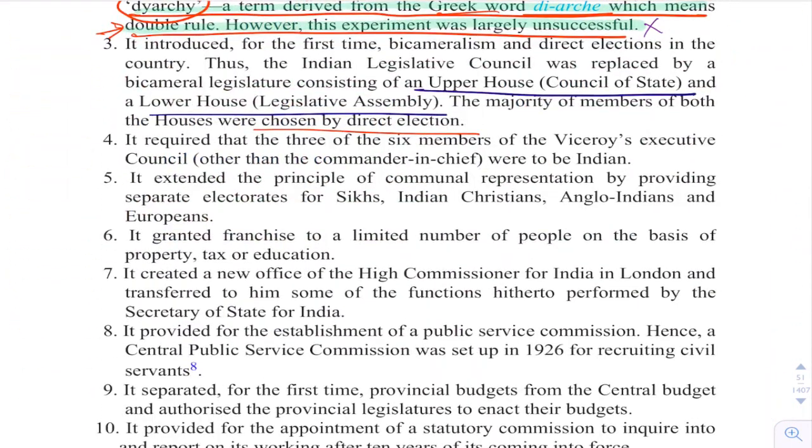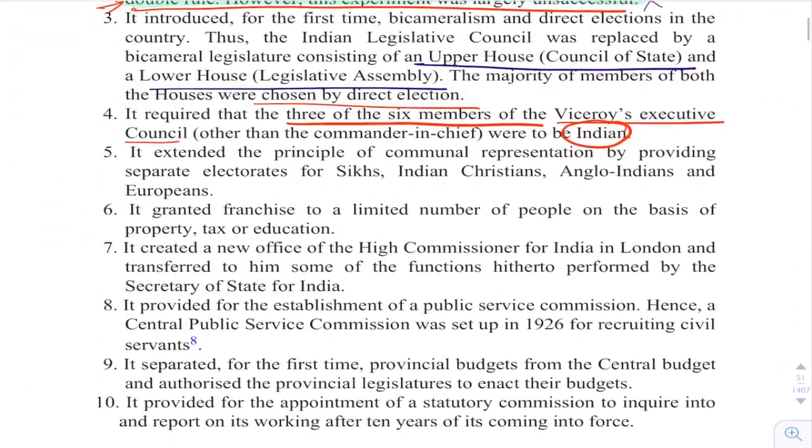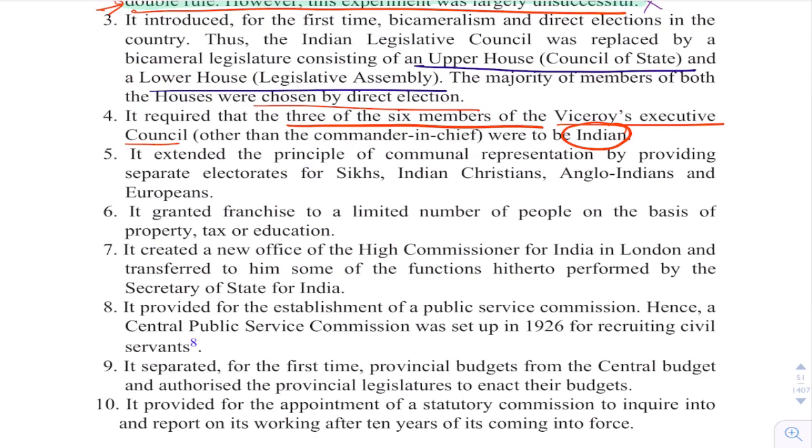Okay, next point. It required that 3 of the 6 members of the Viceroy's Executive Council, other than the Commander-in-Chief, were to be Indian. So what was the requirement? That there has to be certain members who has to be Indian. And which members? 3 of the 6 members of Viceroy's Executive Council. 3 out of 6 members of Viceroy Executive Council had to be Indians, except Commander-in-Chief. ठीक है?